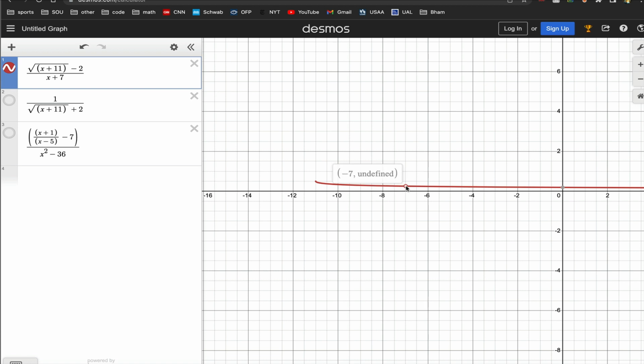Another way you can justify that is, look, if we're just a little bit off, it looks like we're really close to 1/4 on either side. Over here, we're a little less than 0.25. Over here, we're a little bit more than 0.25. And there's the point of discontinuity at -7.